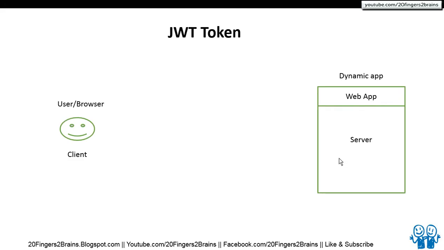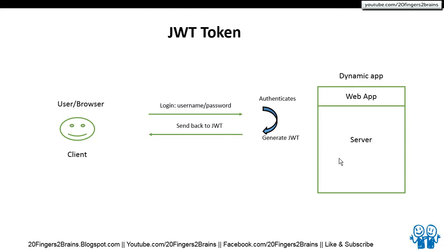So let's see that. Again, I have a user and a dynamic app. I will log into the application by giving username and password. Application will authenticate me by checking against the database details. If I am successfully authenticated, the server will generate a JWT token in a JSON format. That JWT token will have enough information for me to authorize in the subsequent request. That token is sent back to me. I will store that token. That depends on me. I can store it in a cookie or local storage.